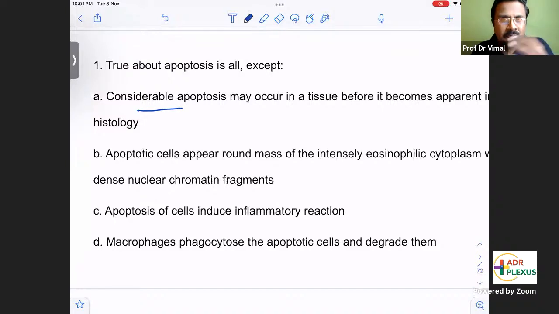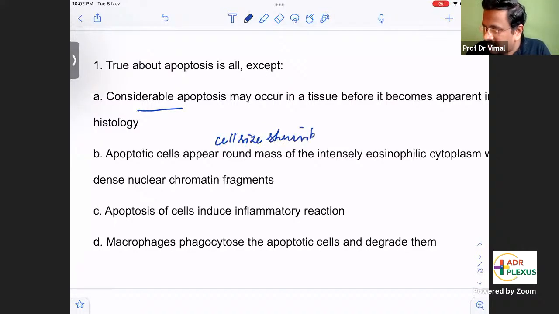Normally, if you see apoptosis microscopically in a tissue, considerable apoptosis would have already occurred, and many of the cells would have gone for apoptosis before it is visible morphologically. And usually apoptotic cells, what will happen? The cell size will be shrinking.